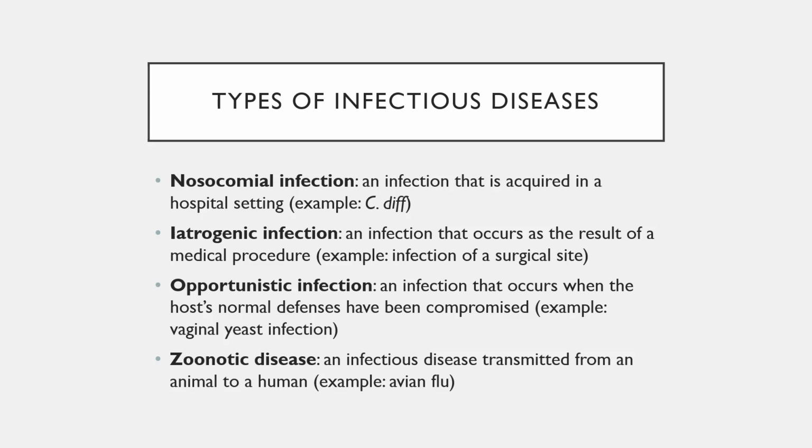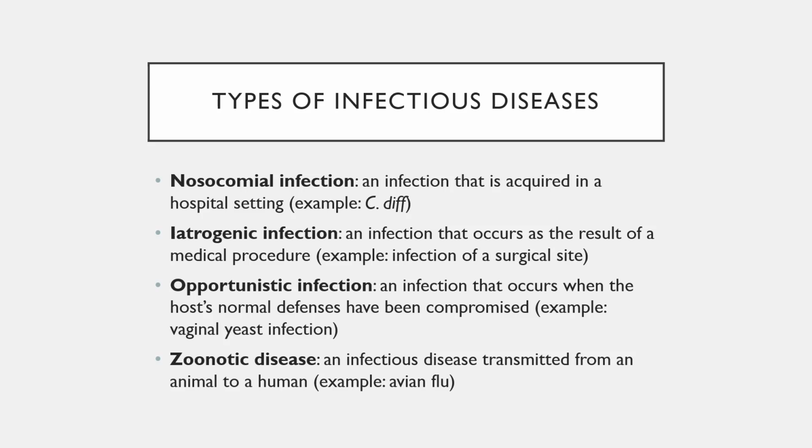Zoonotic diseases are infectious diseases that are transmitted from an animal to a human. For example, the avian flu, which is also called the bird flu, is an example of a zoonotic disease that normally circulates within the bird population, but has been known to be contracted by humans from direct contact with birds.